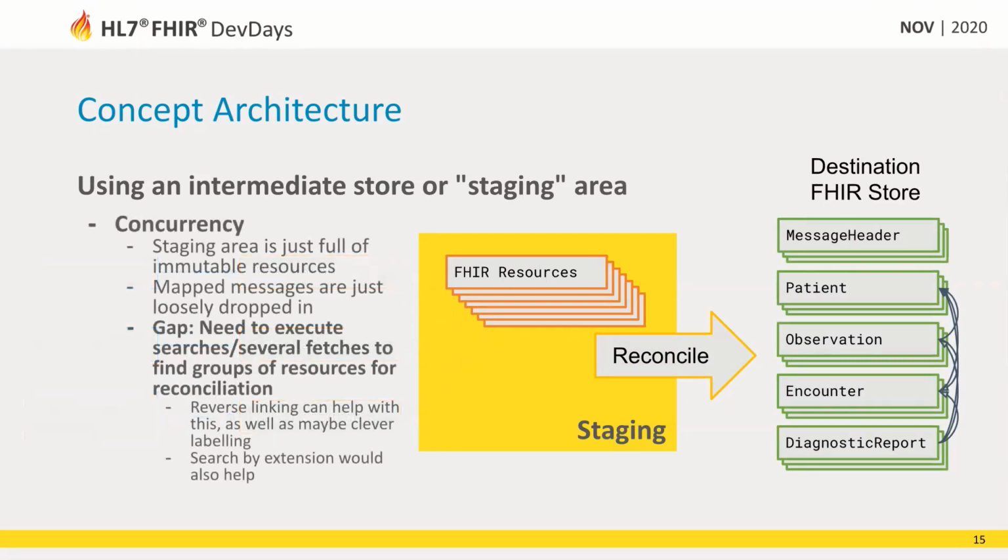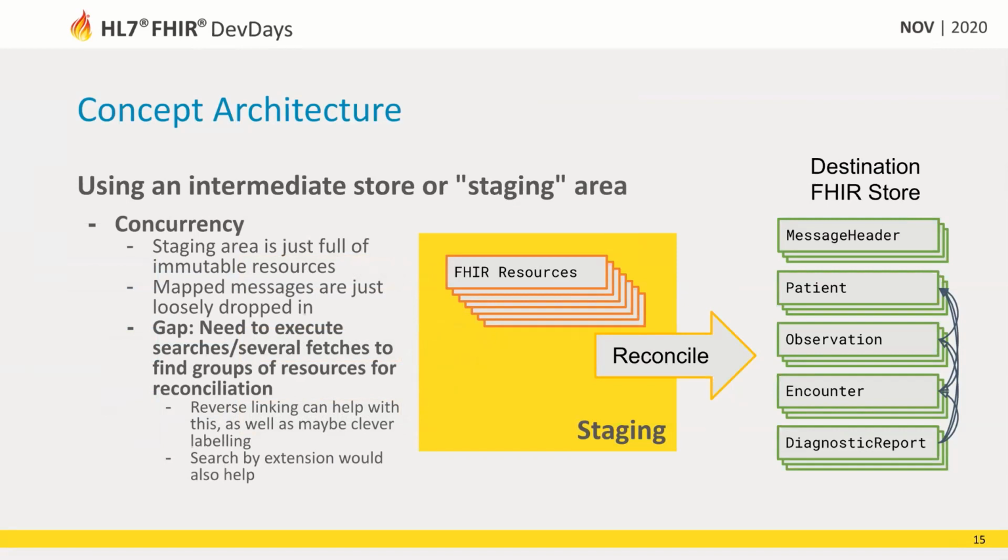So first of all, concurrency. Immutability helps with the whole concurrency issue. When the FHIR resources are immutable, you just keep dumping things in there. And then the reconciliation service will take care of sorting and resolving race conditions and things like that, because all the resources will already be there, and they can be resorted as needed. And that also touches on out of order messaging.